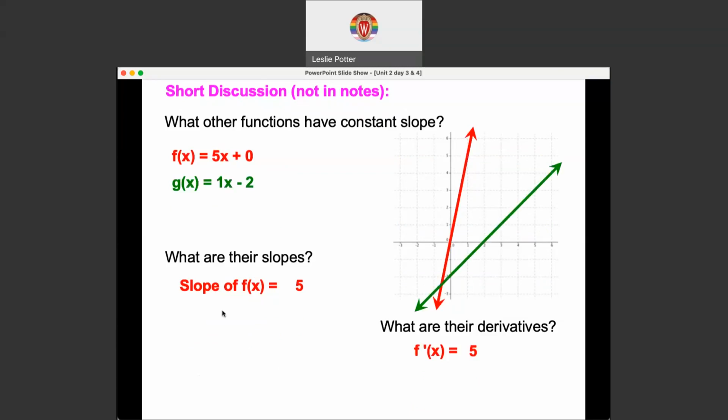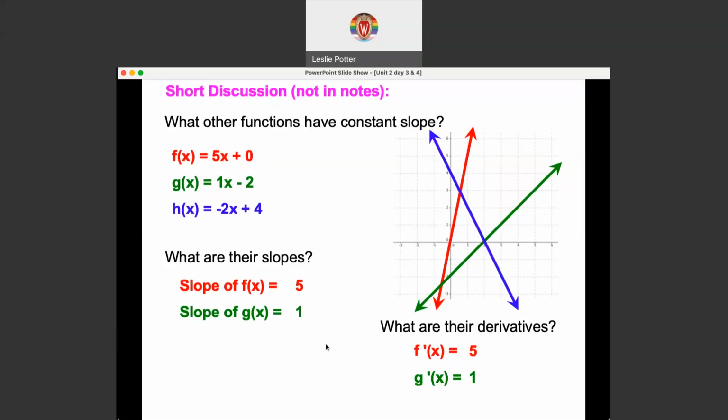How about this line? G of x is x minus 2. I shouldn't have put the 1 there. I should have just put x minus 2. What's its slope? 1. We can see that again, either graphically or algebraically. What's its derivative? 1. Where? Everywhere, right? The slope is 1 here, the slope is 1 over here, it's 1 everywhere.